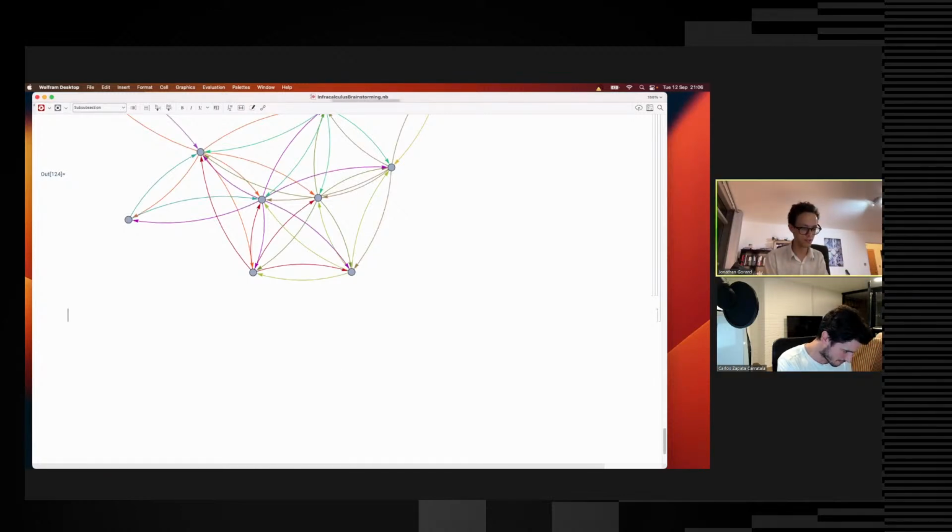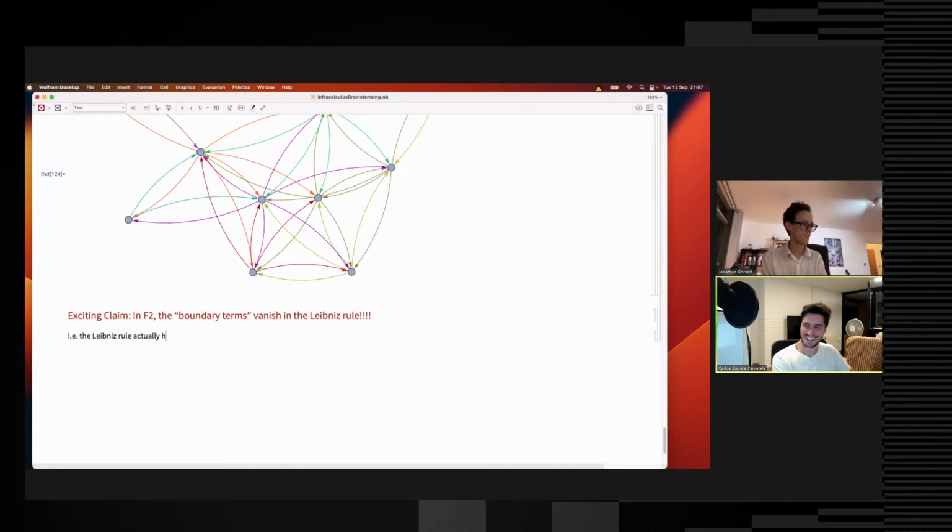Yeah, great. Okay, so important point, exciting claim: in F2, the boundary terms vanish in the Leibniz rule. I don't know what to call these things. Okay, this is very exciting now, I'm getting properly excited. I.e. the Leibniz rule actually holds. So extension claim: perhaps the Leibniz rule is modified for higher arity hypergraphs.